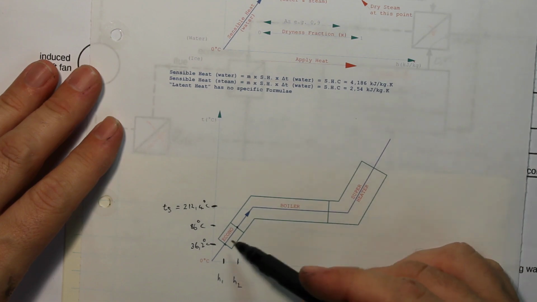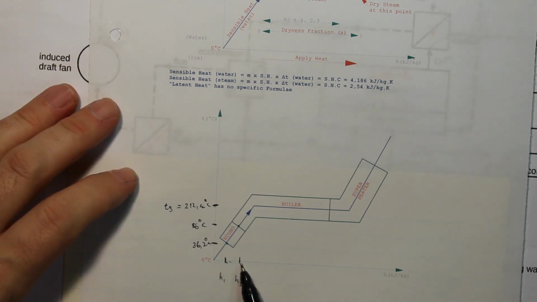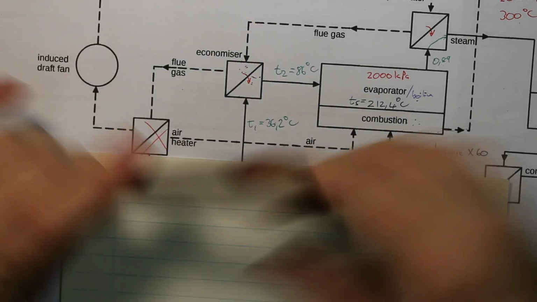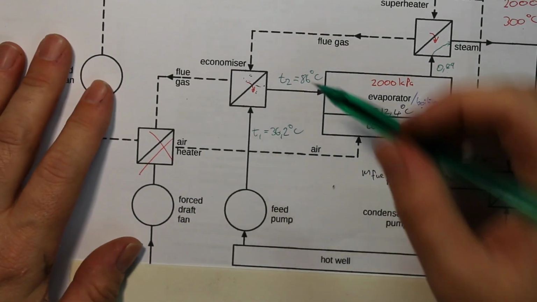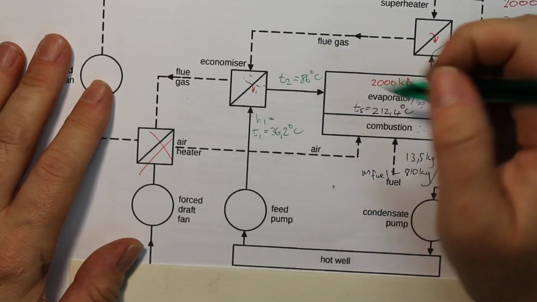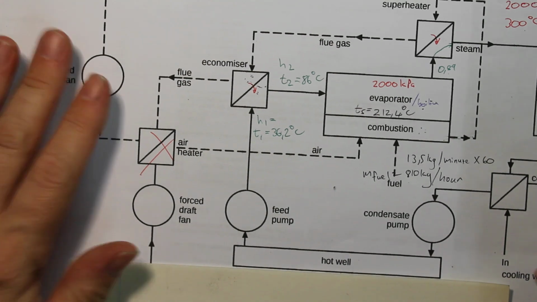All right, so we want to know how much it has increased. It started off at 36.2, which is over there, and then it increased to H2, which is at 86 degrees. Let's fill that in on the diagram as well. So at T1, we want to know what H1 is there. And at T2, we want to know what H2 is. We get that from the steam tables very easily.